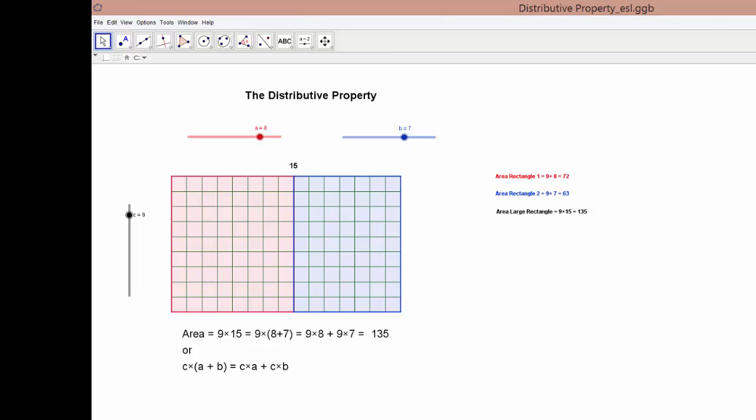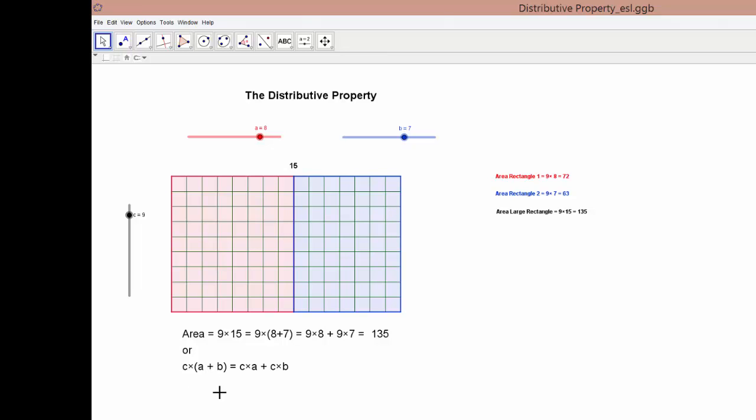Why does it work? So what we want to do here is we have 3 different numbers. A is given in red, B is in blue, and then C over here. C is going to represent the number of rows in this rectangle. A is going to be the number of columns in the red part of the rectangle, and B is the number of columns in the blue rectangle. So what we want to do is multiply C times parentheses A plus B.